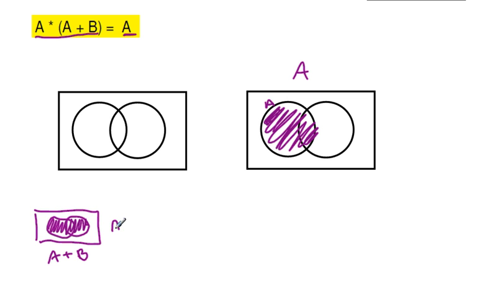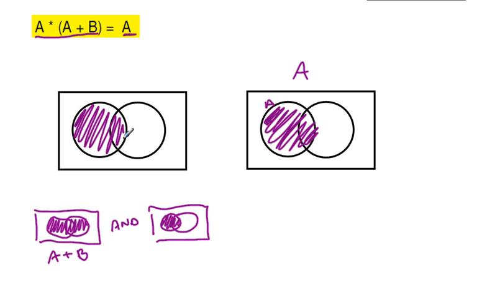And then I want and A. Well, A is just A. And okay, well, the intersection of this first one, the second one, is this. So this is A and A or B. And we can see that they are equivalent.